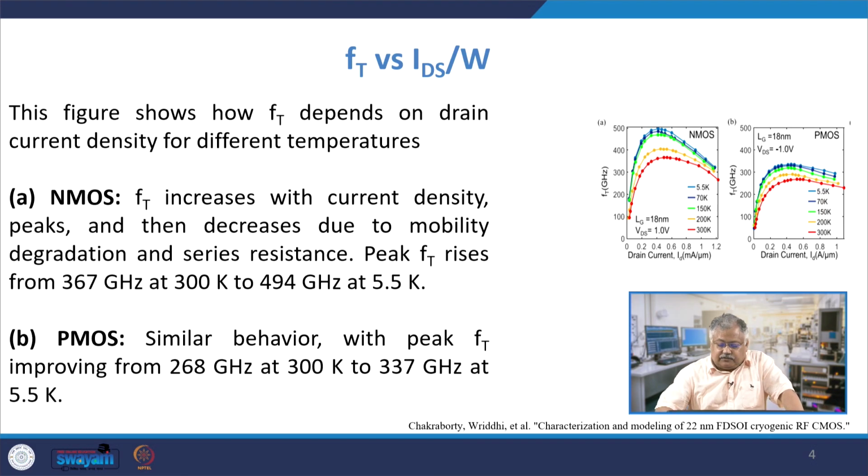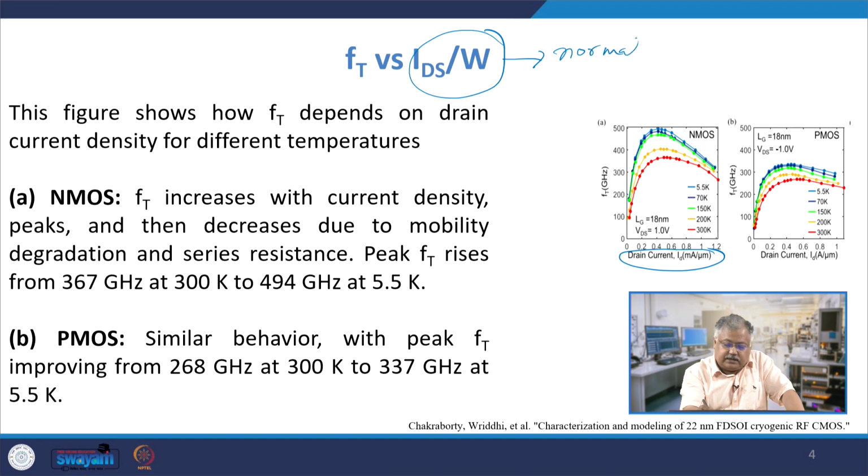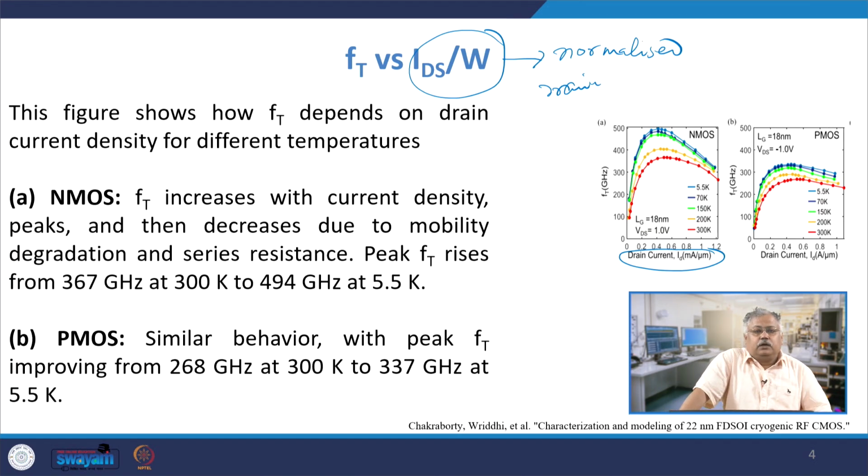Now, let us look at FT with respect to the ratio of drain current per unit width. On the x axis we have a normalized drain current. Why normalized? Because with respect to width I am normalizing it, and that is the reason we define this to be a normalized drain current. And you plot the FT value with respect to the normalized drain current.